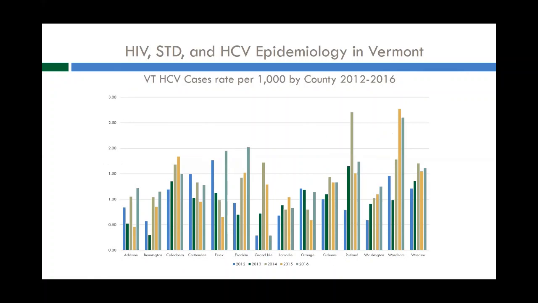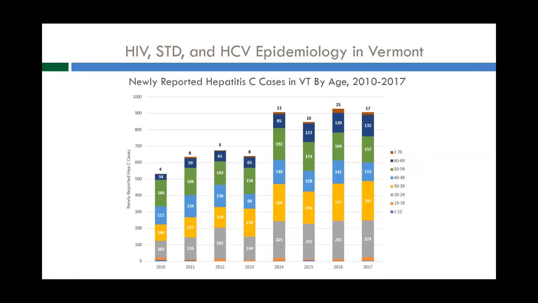So again, through the years, we've continued to see hepatitis C on the rise in all counties, not just one. Since 2010, we have essentially doubled the number of cases reported. We continue to see the same age cohorts of significant concern, individuals 20 to 29 and 30 to 39.